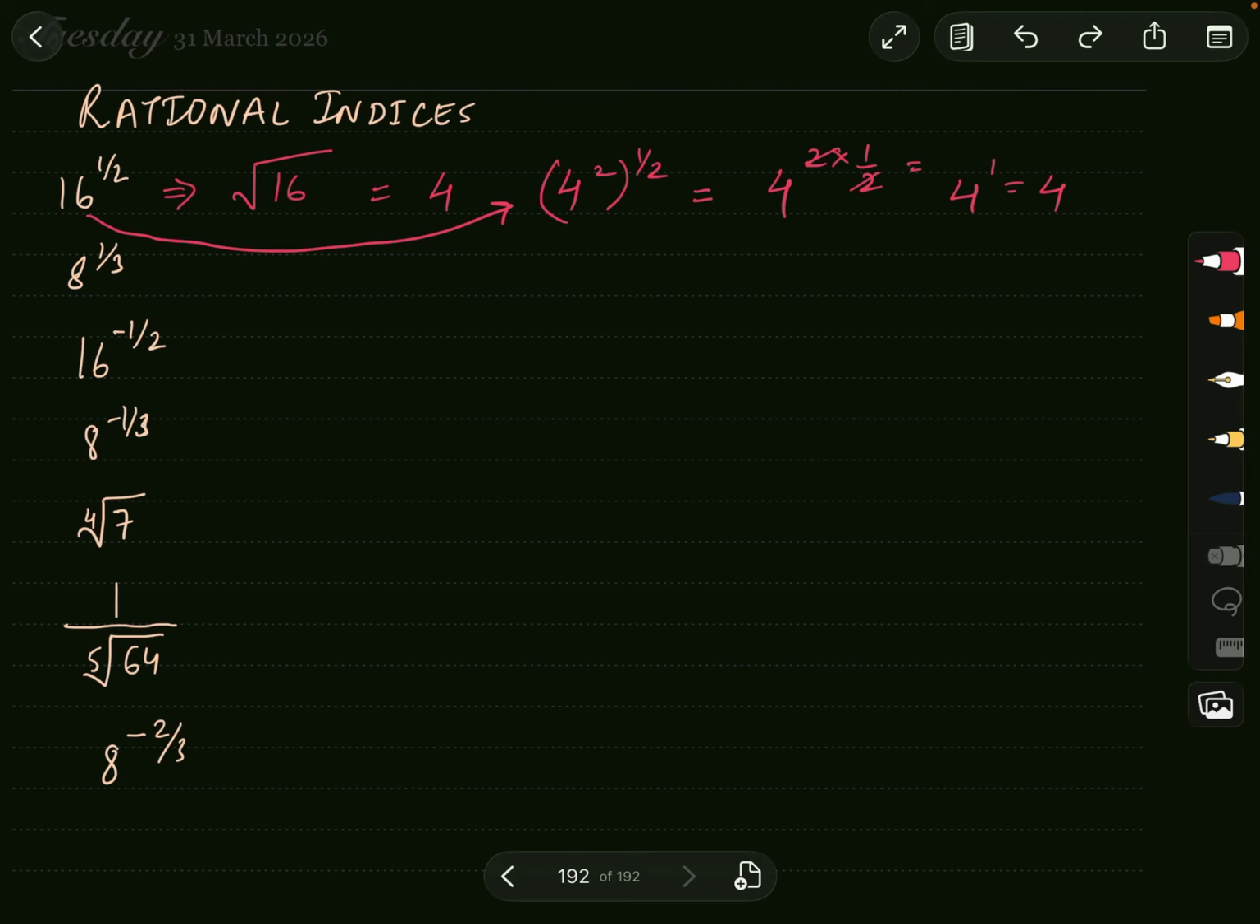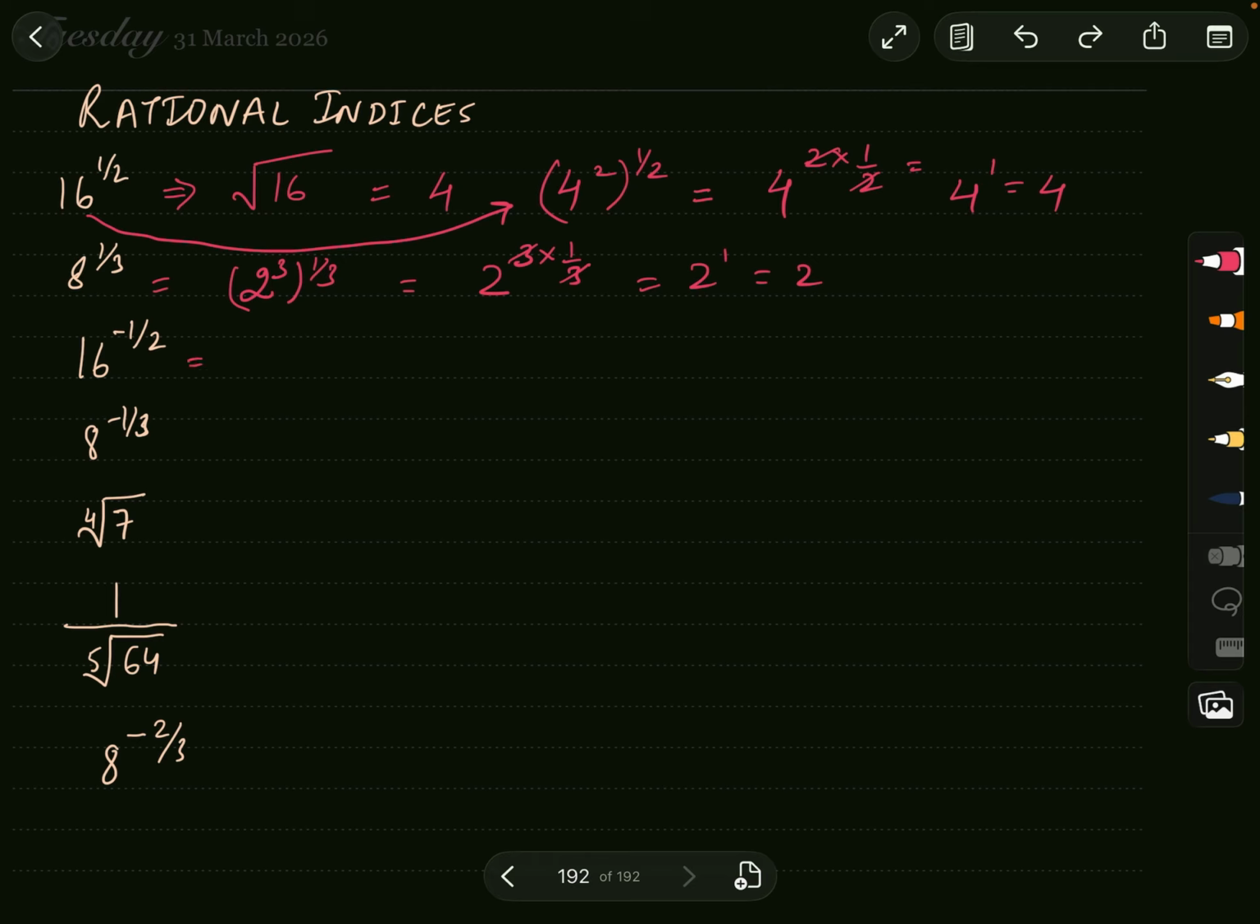Then you have 8 to the power of 1/3. So which means that, let me write 8 as 2 to the power of 3, because 2 times 2 times 2 is 8. And when this is raised to the power of 1/3, then again apply the rule for indices. 2 to the power of 3 times 1 upon 3, because power inside the bracket is multiplied to power outside of the bracket. Cancel. 2 to the power of 1, or 2, is the answer.